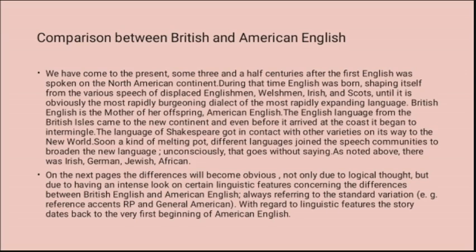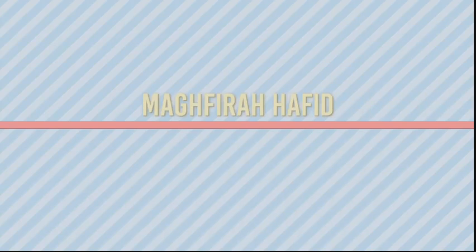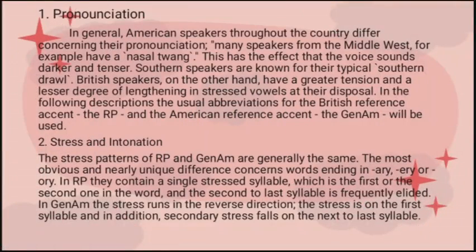On the next page, the differences will become obvious, not only through talk, but by taking an intense look at certain linguistic features concerning the difference between British English and American English, always referring to the standard varieties, the reference accents RP and General American. With regard to linguistic features, the story dates back to the very beginning of American English. I want to continue in our material.